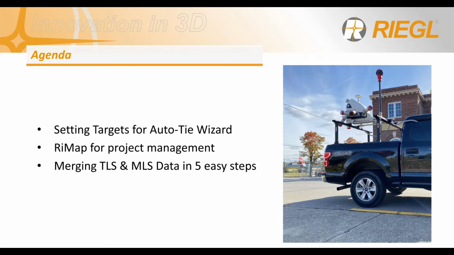We're also going to be talking about RiMAP, which is our ArcGIS add-on that you can use for project tracking and management. We're going to go over some of the features and some things you can do with the data once you actually get it into ArcMap. And then, as a bonus at the end, we're going to be going through a new workflow we've created for merging our terrestrial data and our mobile data in 5 easy steps in RiProcess. So it should be a pretty short agenda today.